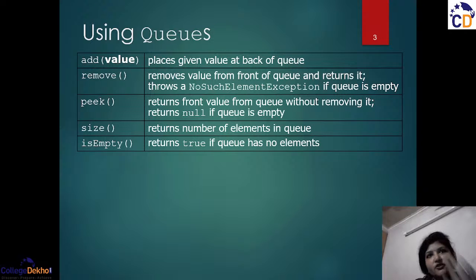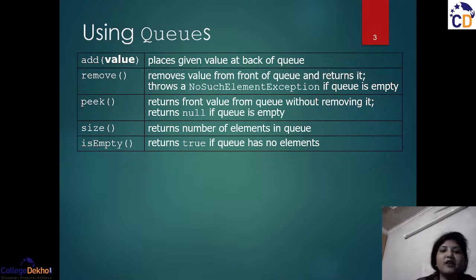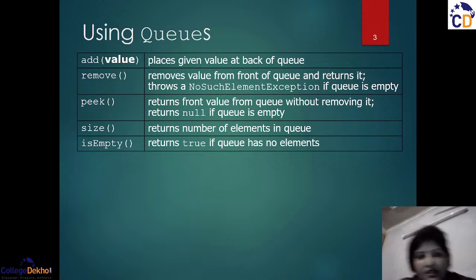Removing the elements: the first element is to be removed first, right? From the front of the queue. So remove the value from the front of the queue and return it. Throw NoSuchElementException, in case the queue is empty and you are removing something, so how is it going to be removed, right? So it is going to give you the error. Exception means an error. Peek means returns the front value from the queue without removing it. Returns null if the queue is empty, right?